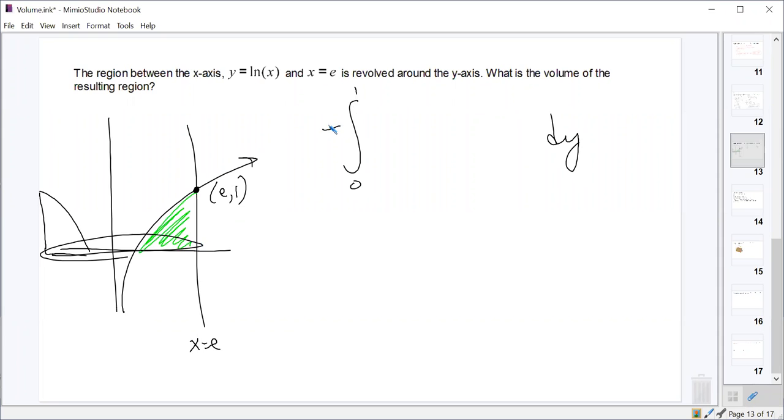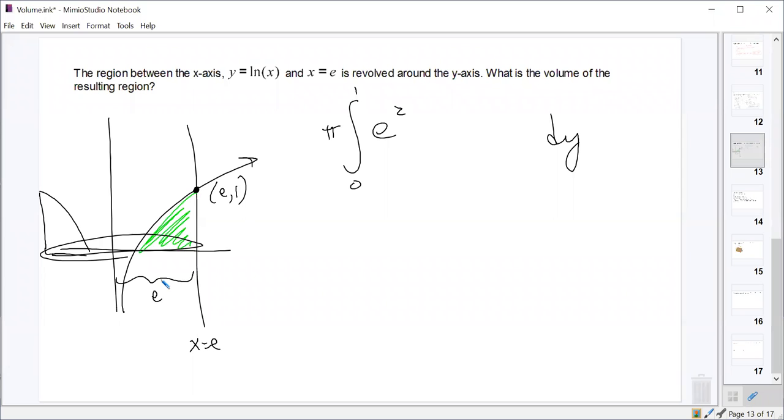And we know that this is going to be pi times something, right? So the outer radius is from the y-axis out to the furthest out we go, right? What is the outer radius always equal to? e. Should always be e, so that should be e squared, right? That's our outer radius of e.